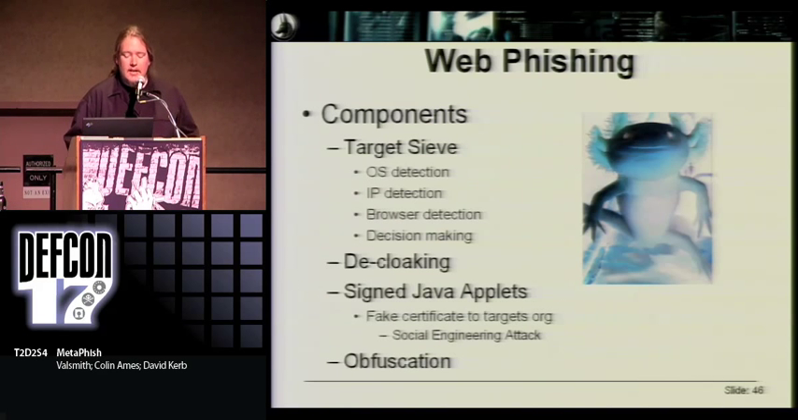All right, so I have some really general stuff, and a lot of this is taken straight from how real attackers do their web kits, but I did it in such a way that at least you can understand the code. It's fairly simple. And you can use it without thinking I'm going to backdoor it. So we want to do OS detection, IP detection, figure out what browser they're running, and then make a decision: if they're running this OS and this browser, we want to send them over here. Similar, along the same lines as browser autopwn. We got some decloaking stuff, and then some signed Java applets.